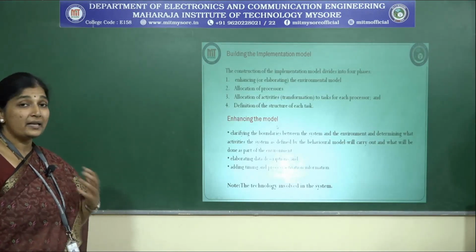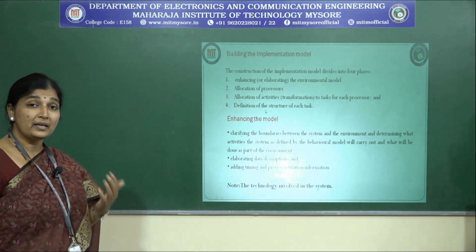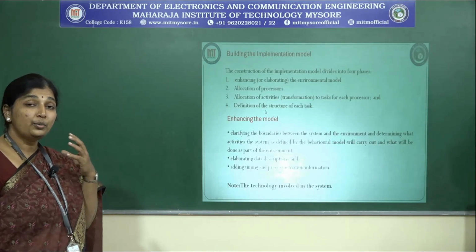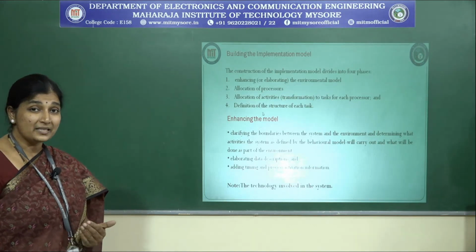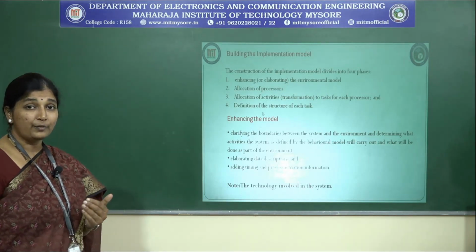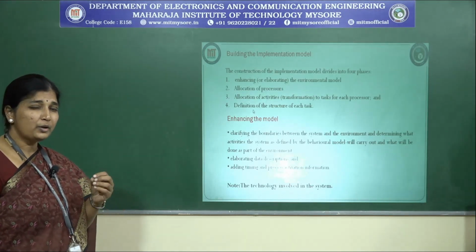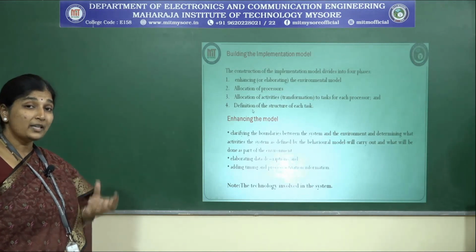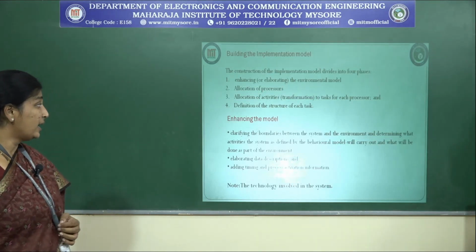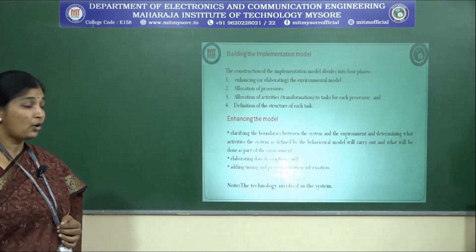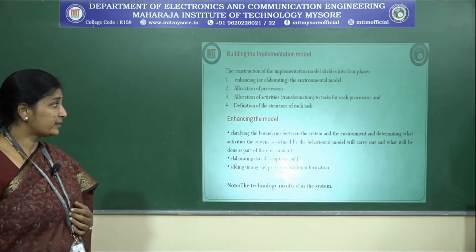Next is what is called enhancing. Once you have built an implementation model, when will the enhancing come into the picture? Only when you think about improvising on that implementation model based on the present technology, correct? Or you feel that probably what you had developed or designed earlier could be obsolete. So you think of improvising on it, and you call it an enhanced model. How do you do that? By clarifying the boundaries between the system and the environment. So you have to give better clarity on what is the system and what is the environmental factor.